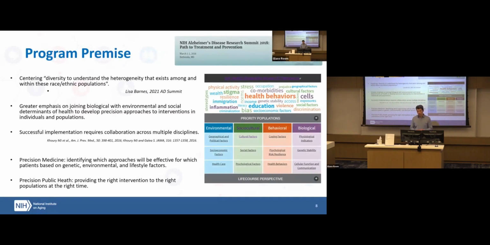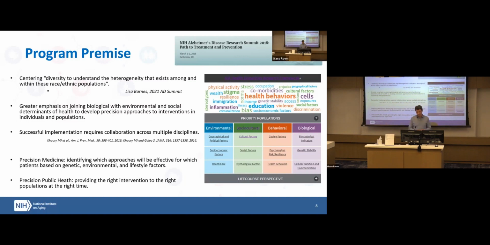So the program premise is really this, from the AD Summit back in 2018. Actually, we've been holding these summits annually, and there's one later in September, I think. And so it really is centering diversity, understanding the heterogeneity that exists within these different racial and ethnic populations. And as you are very familiar with, much of the data is based on non-Hispanic white populations. So NIA is very interested in diversifying that population, not only here in the US, but also in low and middle income countries around the world, to look at these markers.